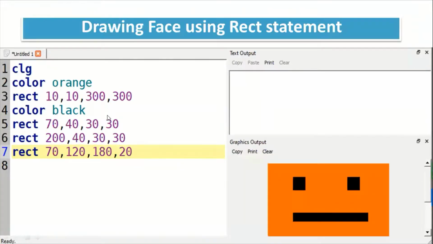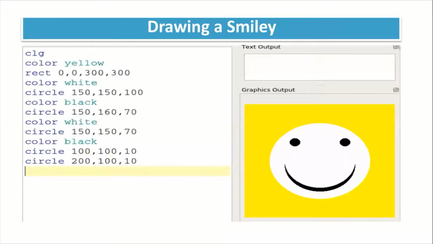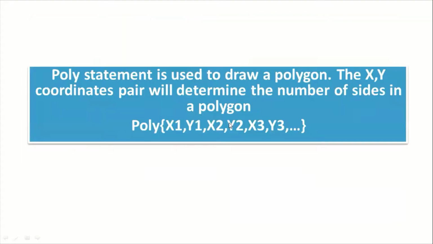Okay, and just now we have drawn a face. Similarly, we can use these commands to draw a smiley. First of all, we have drawn a rectangle of yellow color. Inside that, we have drawn a white color circle. Then we have drawn two circles again for eyes like this. Just now we drew eyes in the rectangle also to draw a face. Then we can draw another circle of black color. Okay, and this is how we have drawn a smiley.